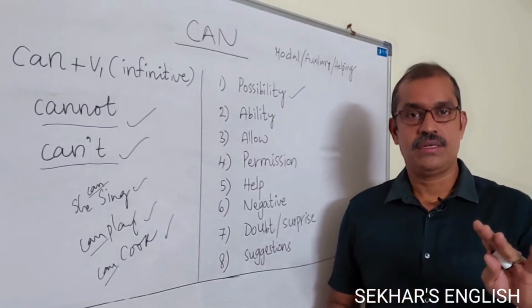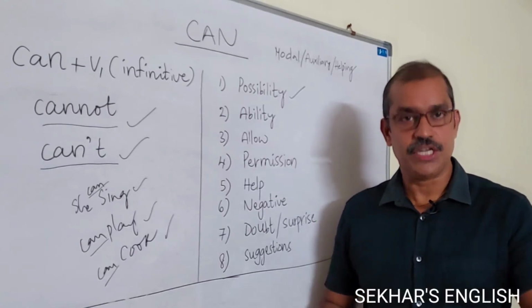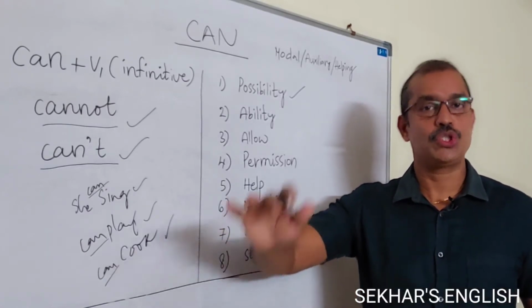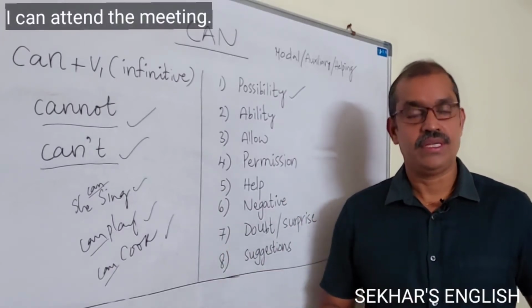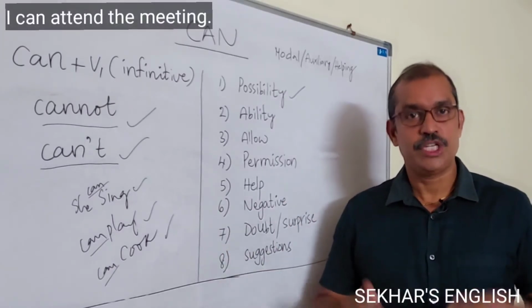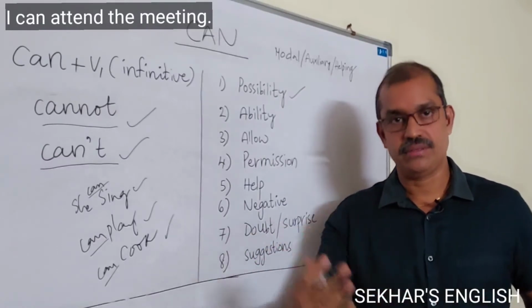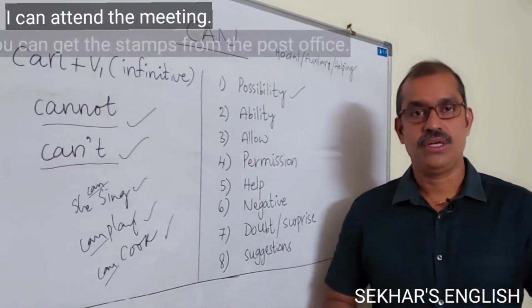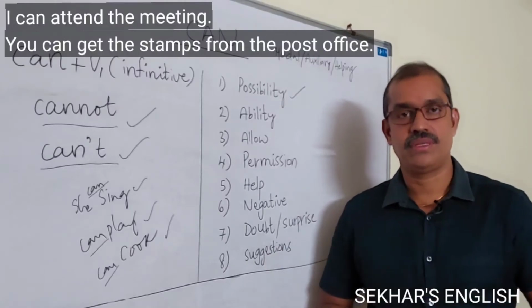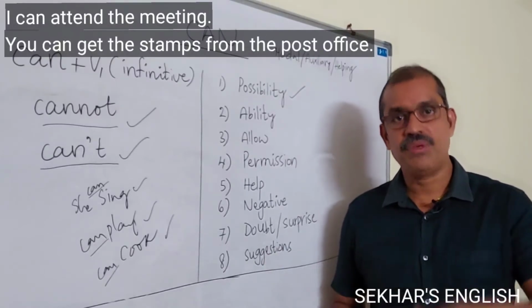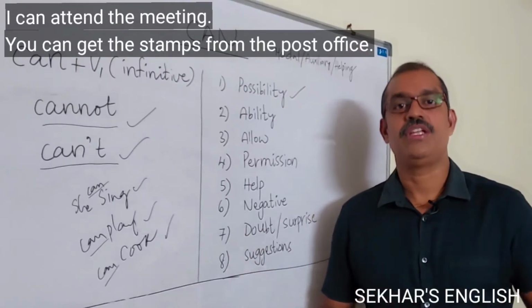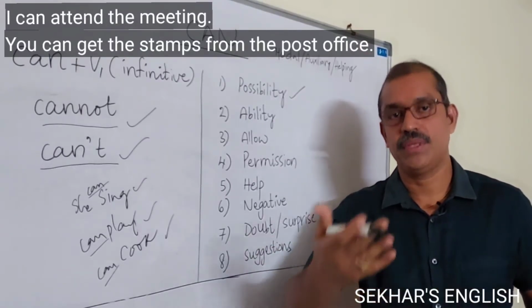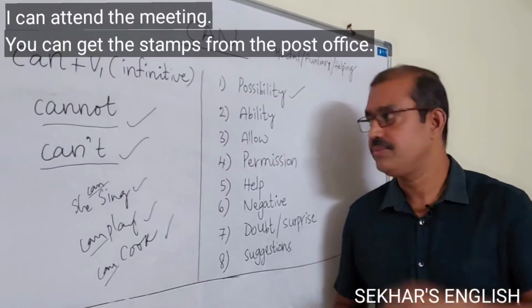Friends, can is used to say that it's possible for somebody or something to do something. For example, I can attend the meeting. That means it's possible for me to attend the meeting, right? And one more example, you can get the stamps from the post office. That means it's possible for you to get the stamps from the post office. There is a possibility of getting stamps from the post office, right?